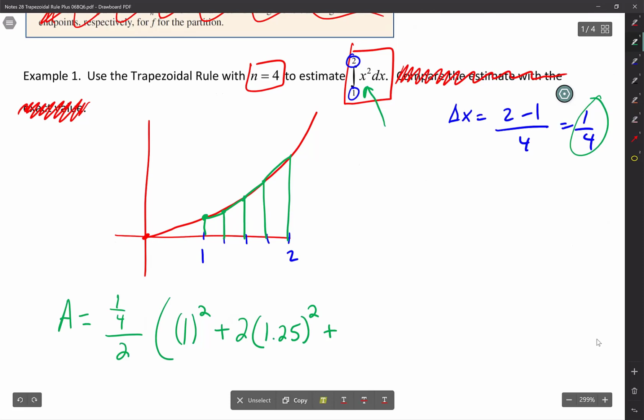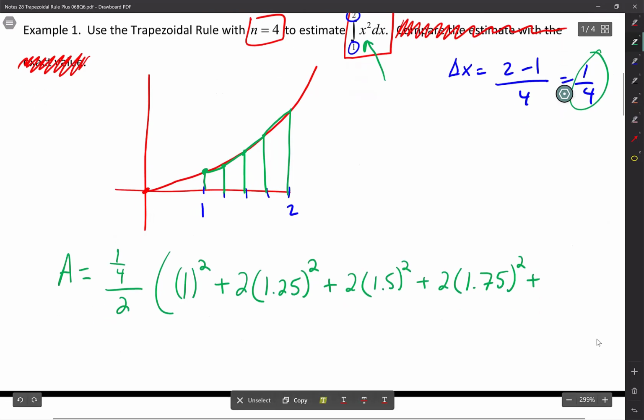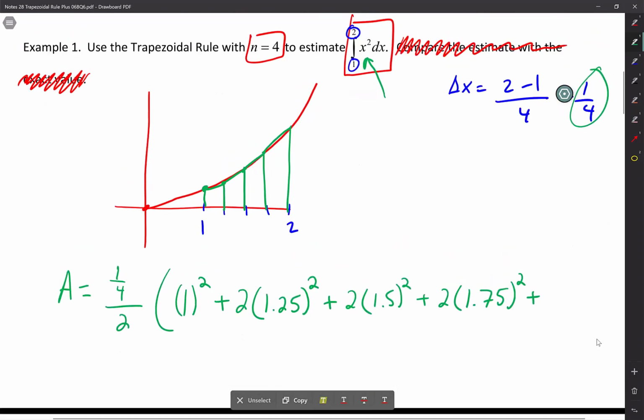Does everyone know why I'm squaring it? Because the function is x squared. I need to know that height. Plus 2 times 1.5 squared plus 2 times 1.75 squared plus, do I continue writing 2? No, it's the last coordinate. The last coordinate, you just write whatever the function is and square that dude. I'm squaring it because the function is x squared.